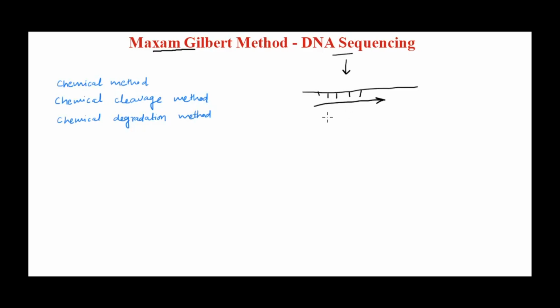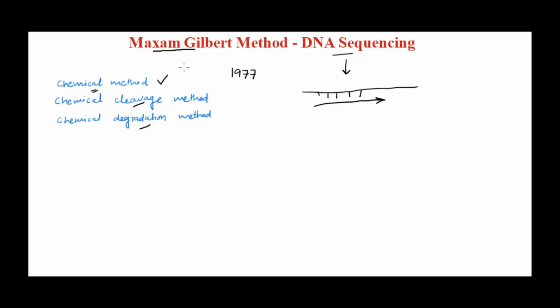So any method that would help me to determine the sequence or determine the order of nucleotides is called DNA sequencing. Today we are starting with Maxam Gilbert method. Now Maxam Gilbert method was given in 1977 by Allan Maxam and Walter Gilbert, and it utilizes chemicals to read the sequence. It will use the chemical approach to read the sequence. So it is also known as chemical method or chemical cleavage or chemical degradation method. Why cleavage and degradation? We will understand once we see the procedure.